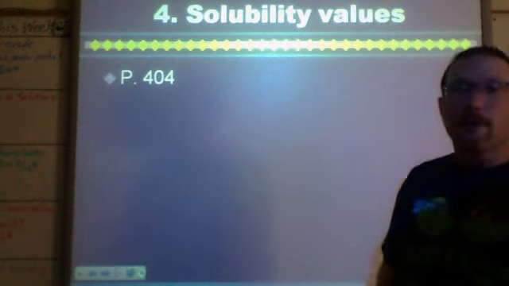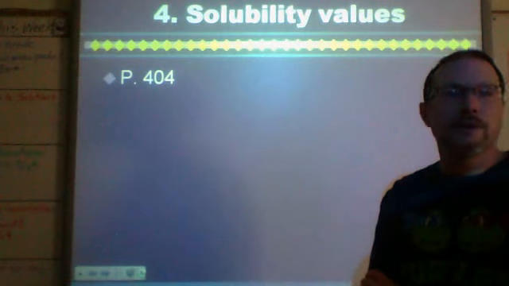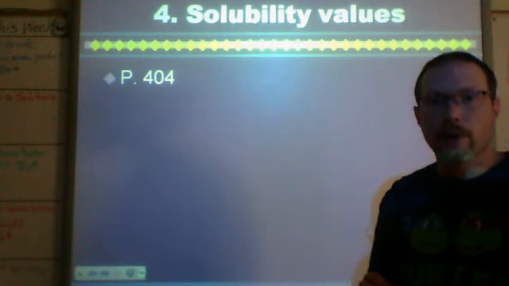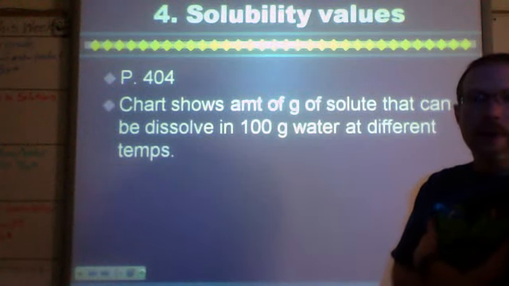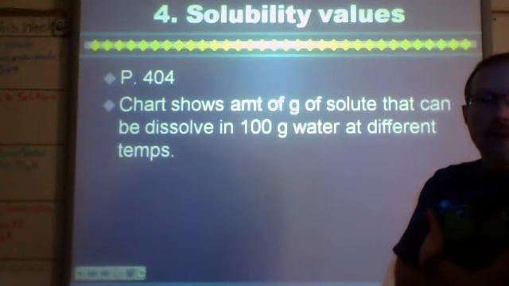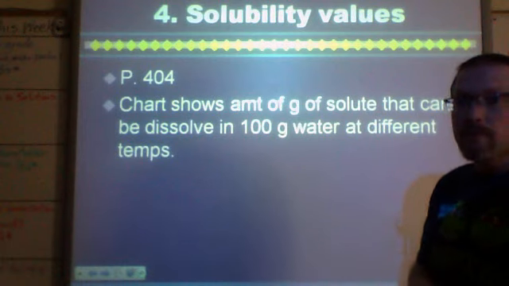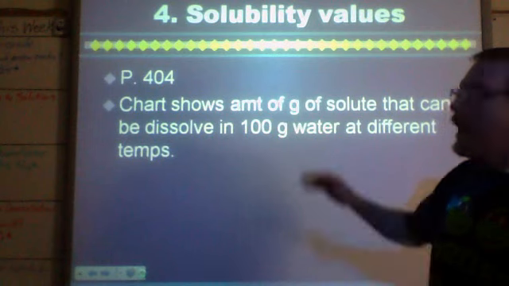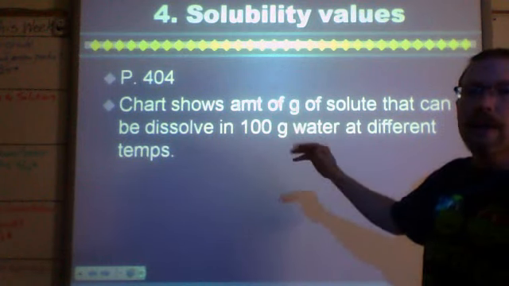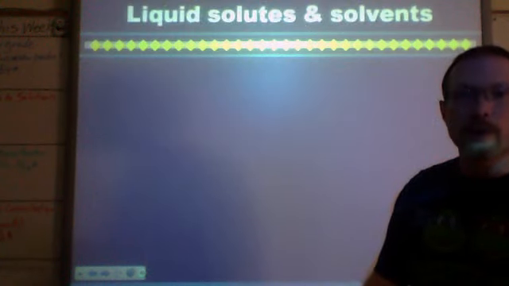In your textbook, if you have one of our chemistry textbooks, there's some interesting values for solubility for different substances on page 404. If you don't have this particular book, then I'm sure you can Google it or do a Wikipedia search for solubility values. I'm sure there's probably an app for that. But what they will do is they will show you how much solute will stay dissolved in a certain quantity of water at different temperatures. It's going to be similar to that solubility curve you saw just a minute ago.